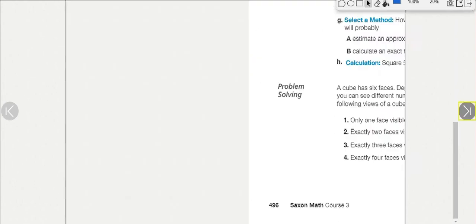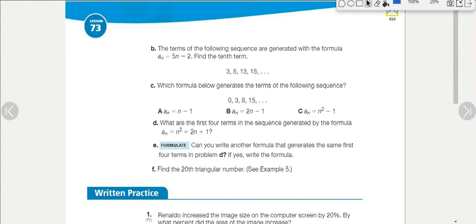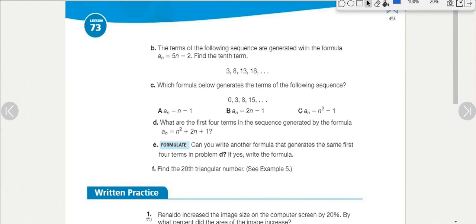Why don't you do letter A to get warmed up, C, and D.